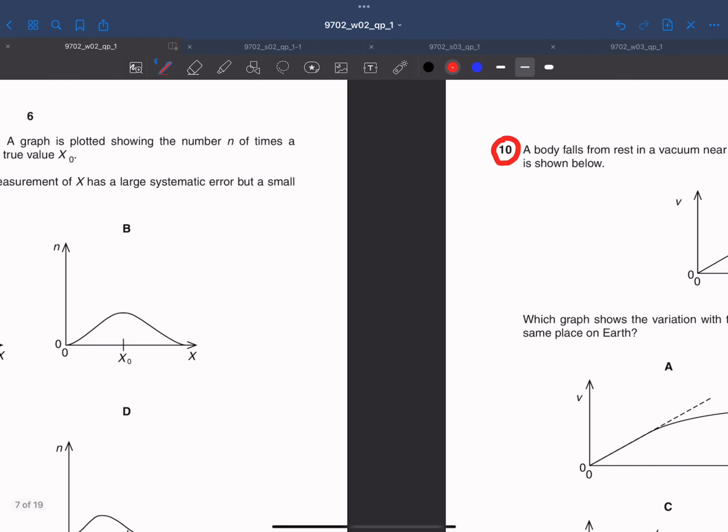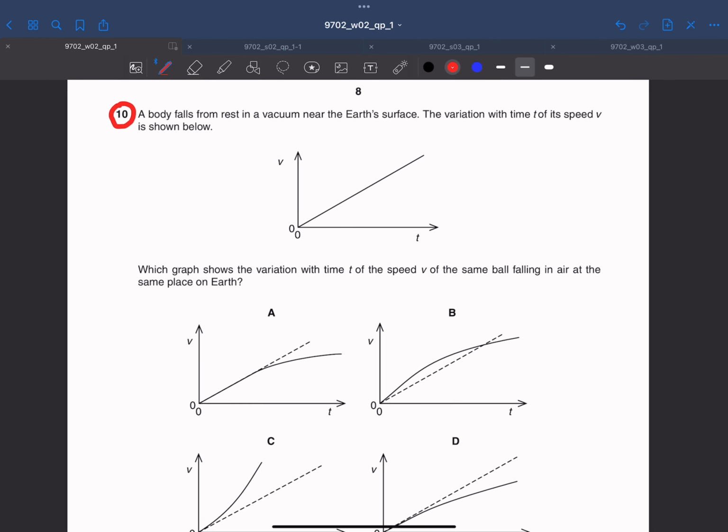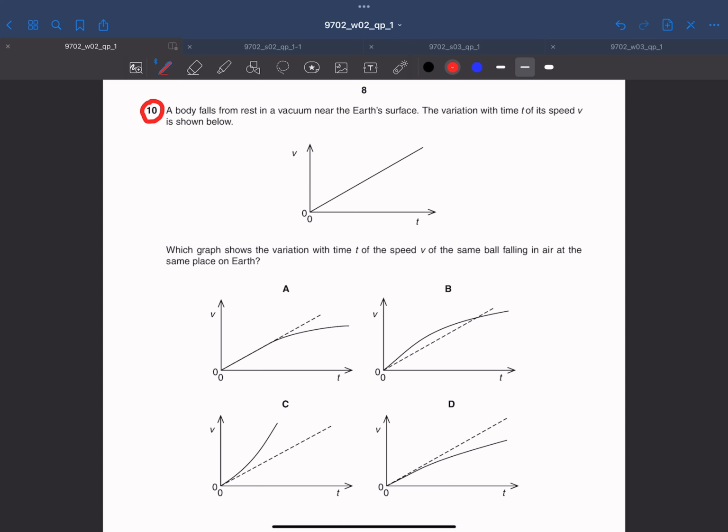Then we are going towards another question here, in which again you can see the graph, and this shows that you are dealing with a body falling from rest in a vacuum near the Earth's surface. The variation with time t of its speed v is shown below. As you know, when there is no air resistance, the velocity is increasing uniformly. That is, the acceleration is constant, which is g. The graph shows the variation with time t of the speed of the same ball falling in air at the same place on earth.